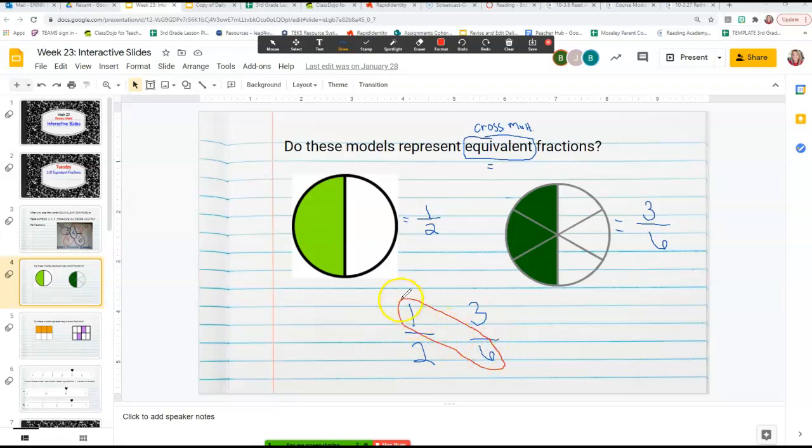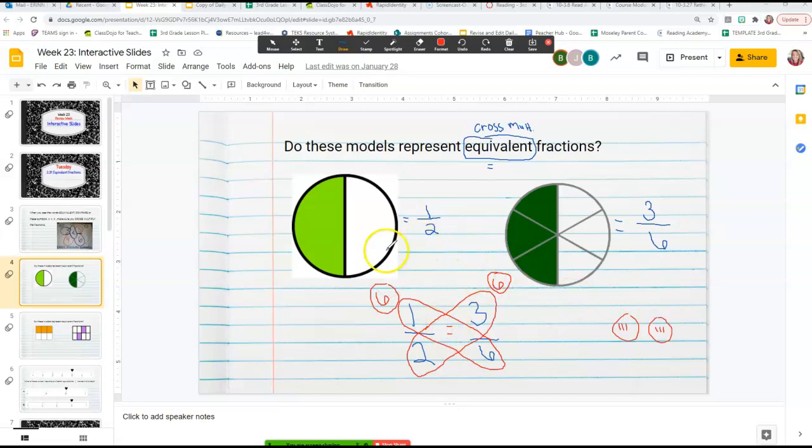So 6 times 1 is 6. And I'm going to do the same over here. 2 times 3, so I have 2 times 3, 1, 2, 3, 4, 5, 6. Okay, so I see my two numbers here. I have 6 and 6. Those are the same numbers, so I know these are equivalent.